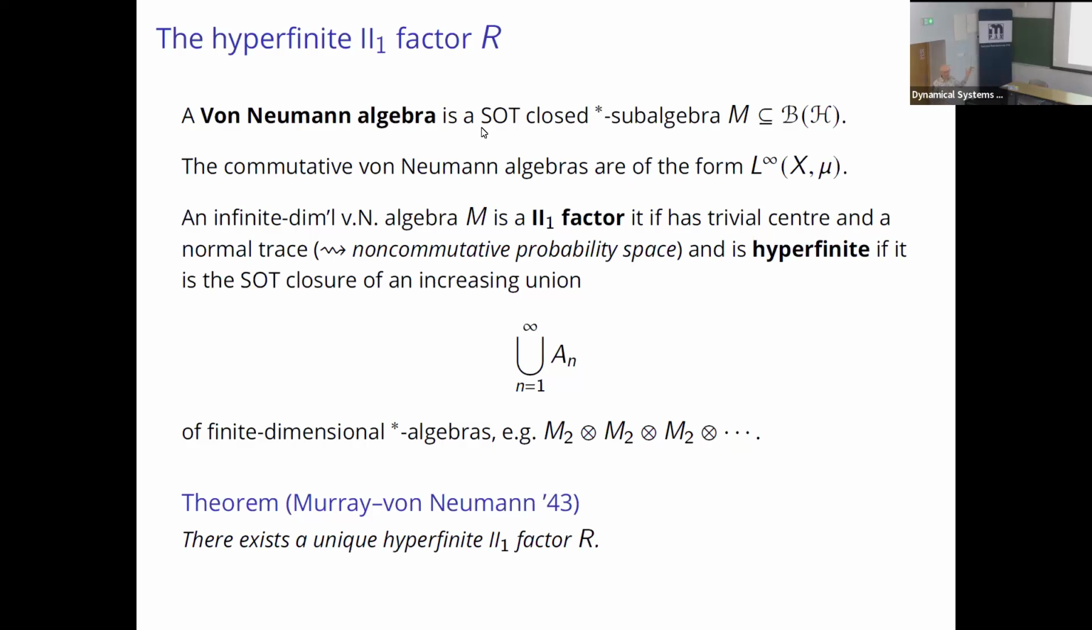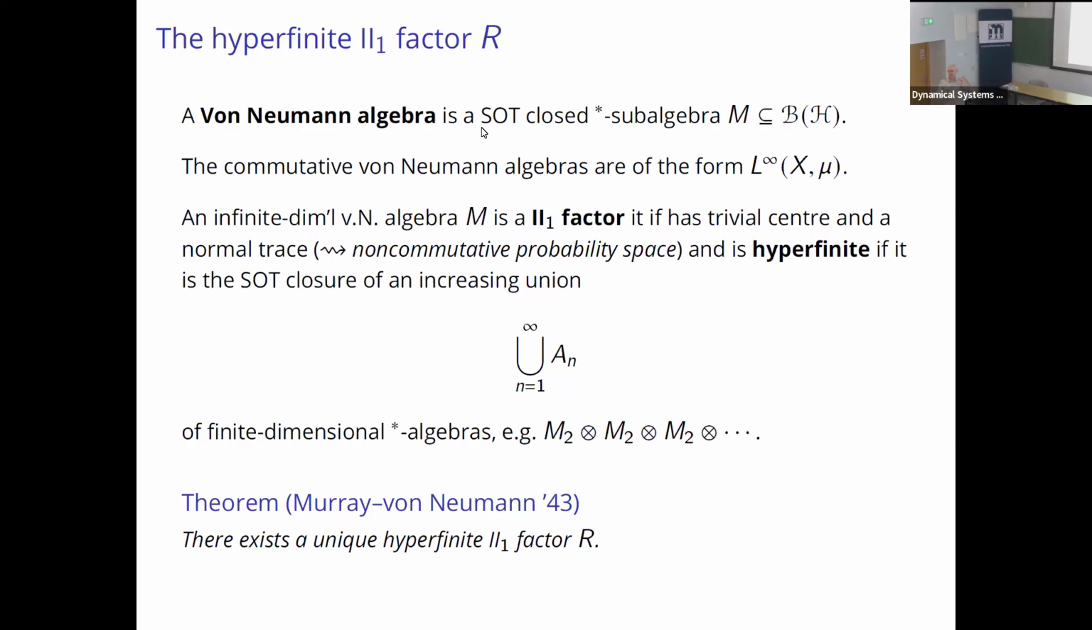So we might think of these as non-commutative probability spaces. But this functional is actually unique, unlike on ordinary probability spaces. So that's an interesting feature here. And a hyperfinite factor, or hyperfinite II_1 factor, is one you can express as the closure of an increasing union of finite dimensional algebras. So this is exactly what I mean here by finite dimensional approximation.